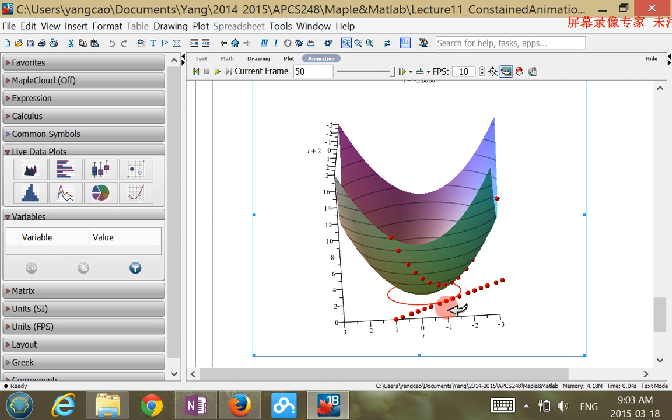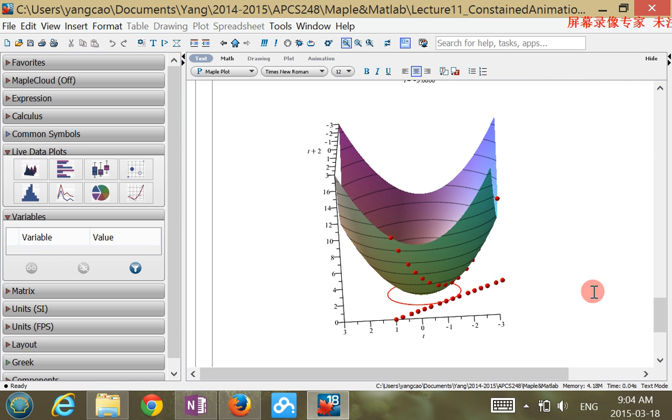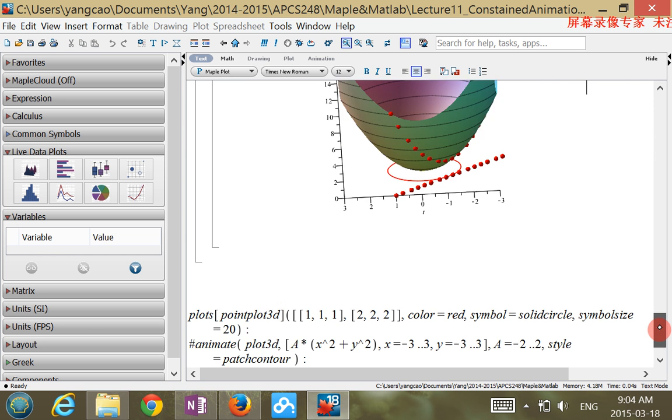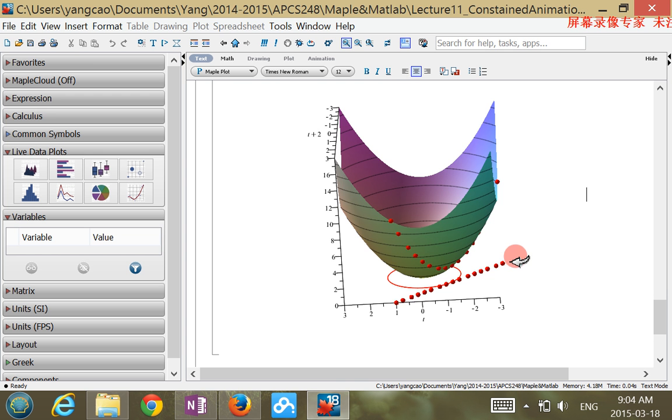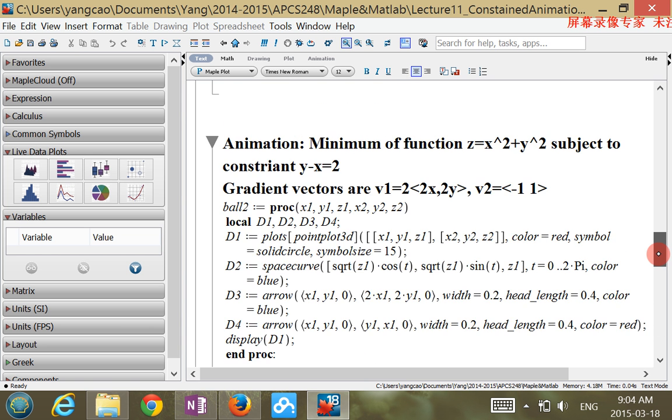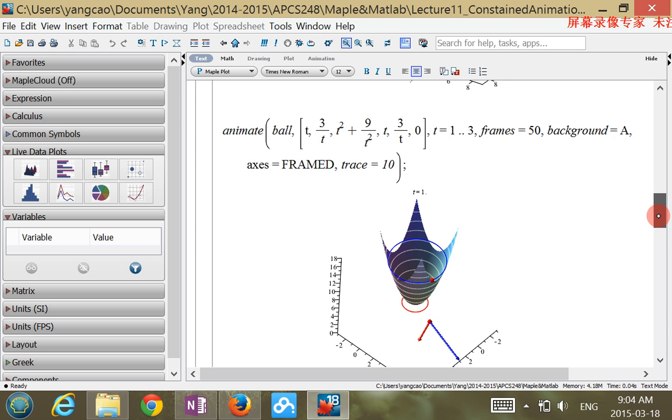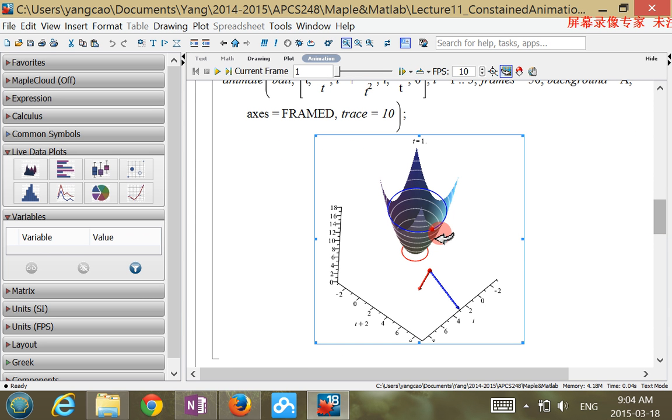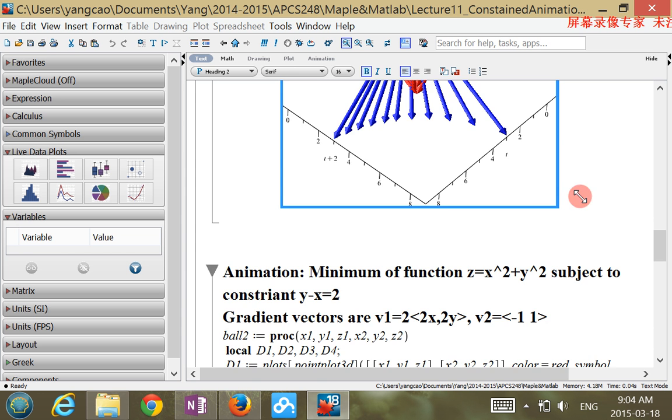Oh, I'm sorry. This is not xy equal to 3, is it? This is a straight line. So where's my xy equal to 3? It's probably here. Let's save this. Yeah, so this is the xy equal to 3 constraint. You see this curve here, right? That's xy equal to 3.